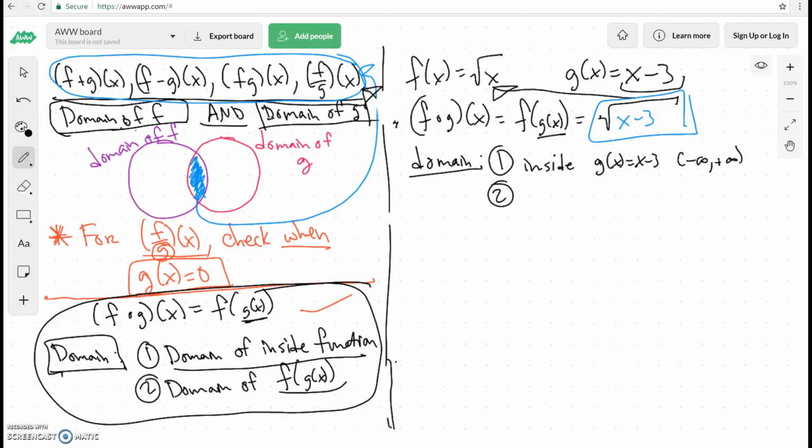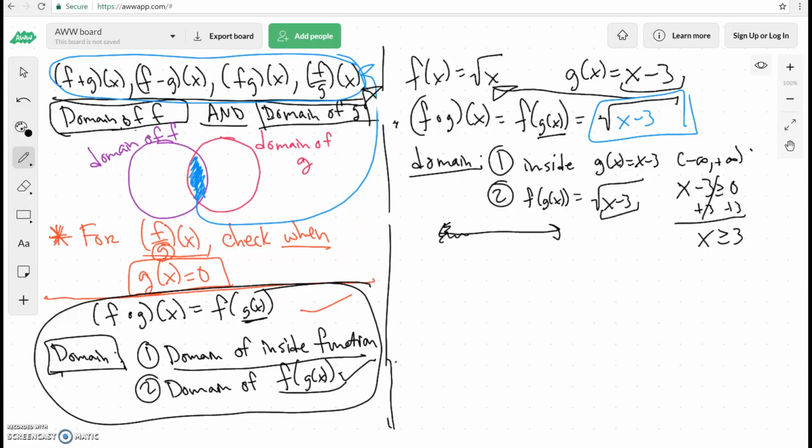Now my second step is that I need to figure out the domain of the entire function. So right now I have f of g of x is equal to the square root of x minus 3. I need to make sure that the radicand is greater than or equal to 0. So x minus 3 has to be greater than or equal to 0. I'm going to solve this by adding 3 to both sides: x is greater than or equal to 3. So right now for the inside function I have negative infinity all the way to positive infinity, and for this one I have starting at 3, including it, and going all the way to infinity.